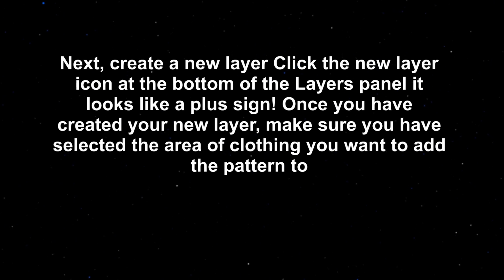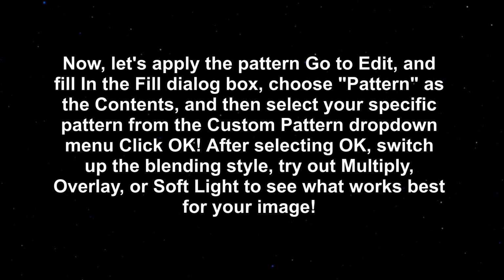Once you have created your new layer, make sure you have selected the area of clothing you want to add the pattern to. Now, let's apply the pattern. Go to Edit and Fill. In the Fill dialog box, choose Pattern as the contents, and then select your specific pattern from the Custom Pattern drop-down menu. Click OK. After selecting OK, switch up the blending style. Try out Multiply, Overlay, or Soft Light to see what works best for your image.